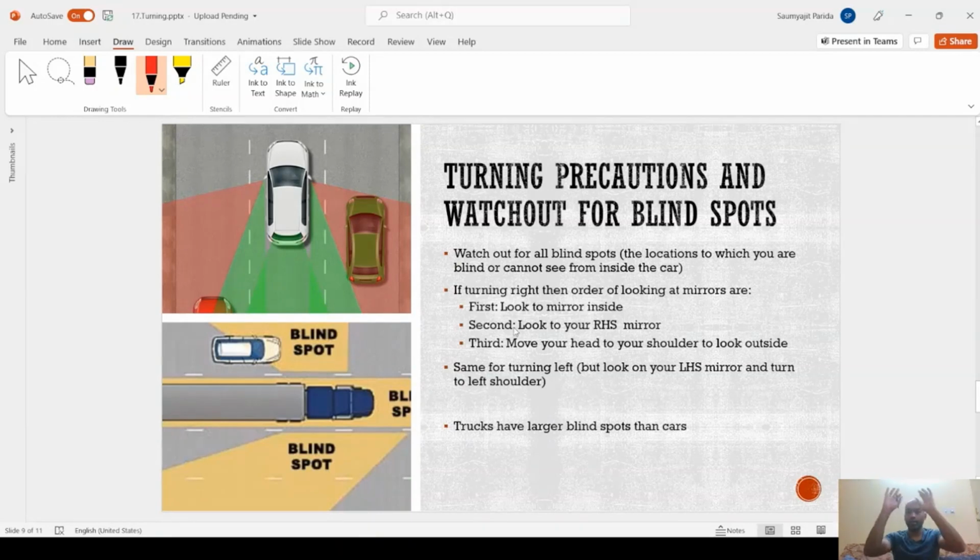First look inside the mirror in the middle of the windshield. Then look to the left-hand side mirror. Then look back to see if someone is in the blind spot. The blind spots on the right-hand side are very dangerous. That one we already discussed. And trucks have larger blind spots than cars.